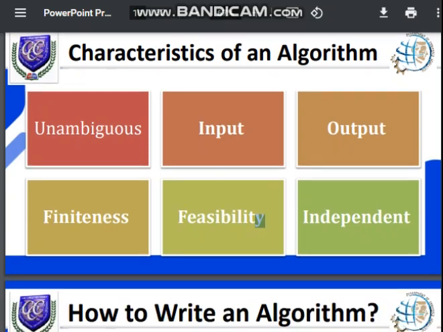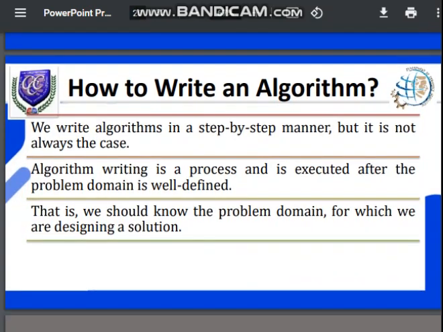Now, let's proceed to how do we actually write an algorithm. So, we write algorithms in a step-by-step manner, just like what we were talking about a while ago, but it is not always the case. Algorithm writing is a process and is executed after the problem domain is well defined. That is, we should know the problem domain for which we are designing a solution. Just like a scientific problem, before you can create a solution for that, you must know what is the problem to be solved.